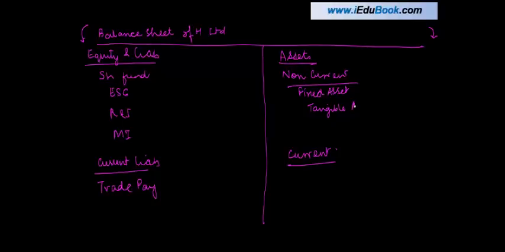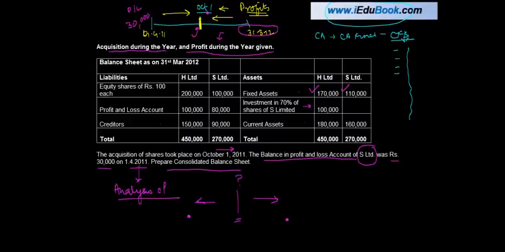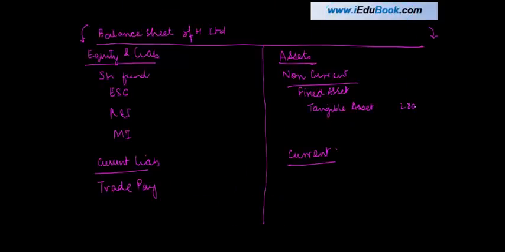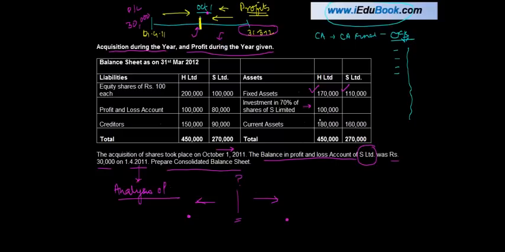Tangible assets are the assets which I can see. Which tangible assets do I have here? It's the total of these fixed assets, 170 plus 110, 2,80,000. Non-tangible assets will be goodwill, which we will calculate, and if it is not there, we will just knock this off. Investments: this will go to my cost of control.